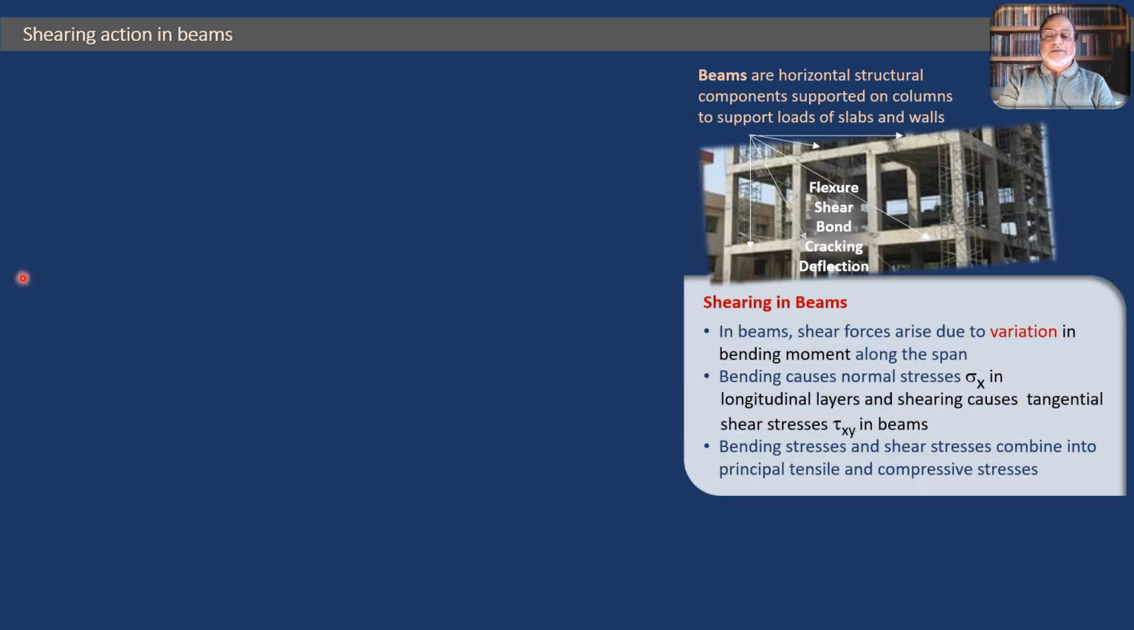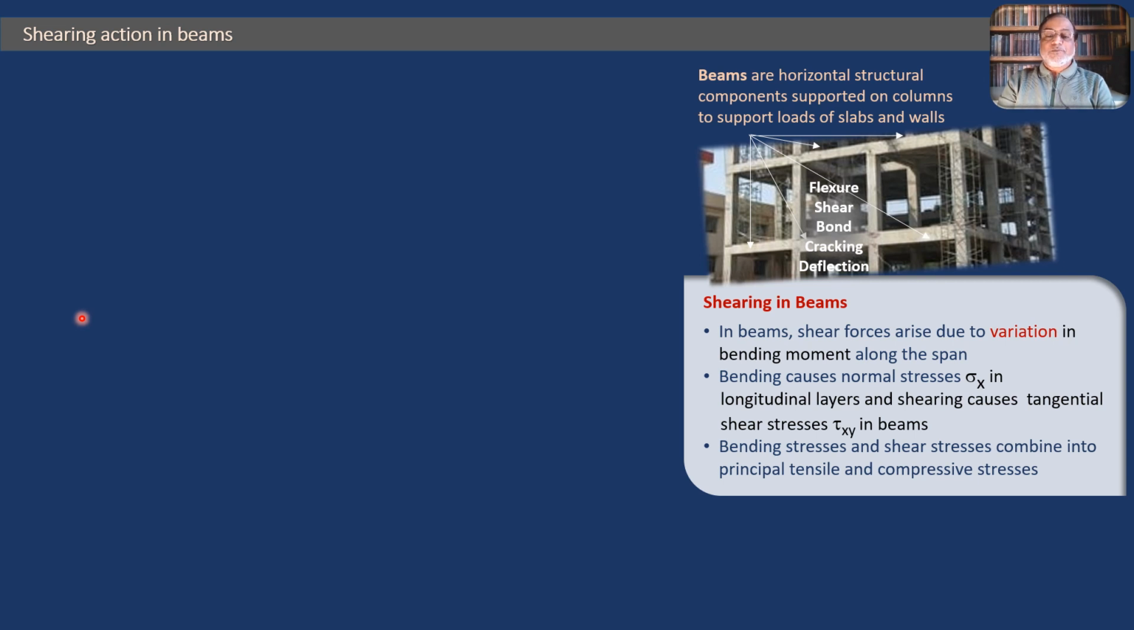Now in this lecture we are going to study shearing in beams, the design criterion which we are calling shearing. Okay, so let us understand the structural action of shearing in case of RCC beams in greater detail. First point, why does shearing occur in beams? We know that a beam is primarily a flexural member, that is, it responds to the load by bending.